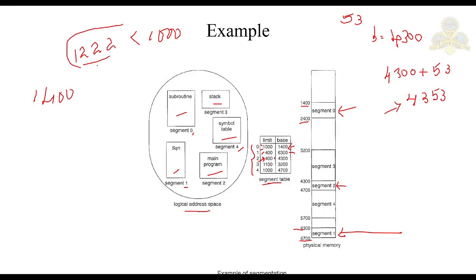So your displacement is greater than the limit. At that time what will happen? A trap would occur. Why? Because your segment is only 1000 bytes, right? How can you access the 1222nd byte in that particular segment? So that results in a trap. Fine. So this is the example for your segmentation, and this is the last topic in your fourth chapter. Okay, so we have completed the fourth chapter here.